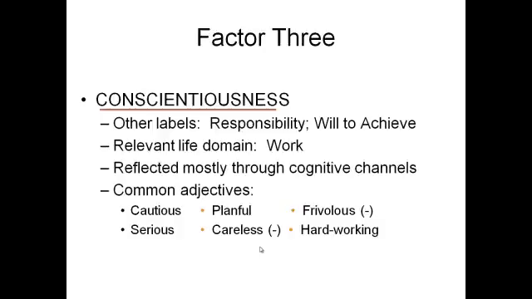Teachers love conscientious students. Conscientious students take excellent notes. They do all the homework. They read the chapters before coming to class, that kind of thing.